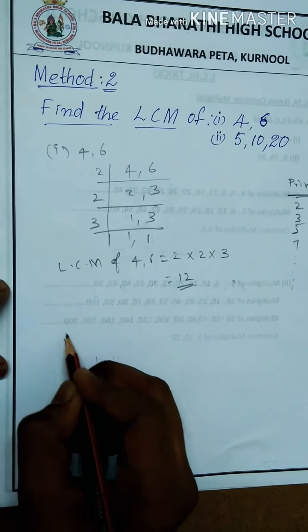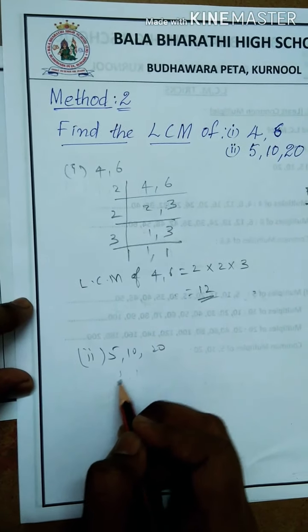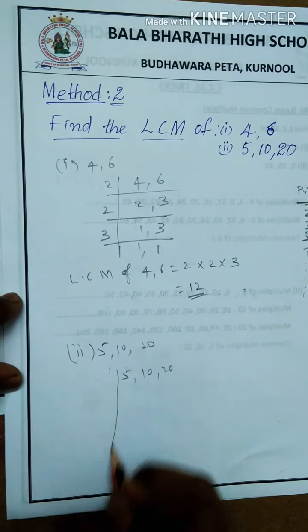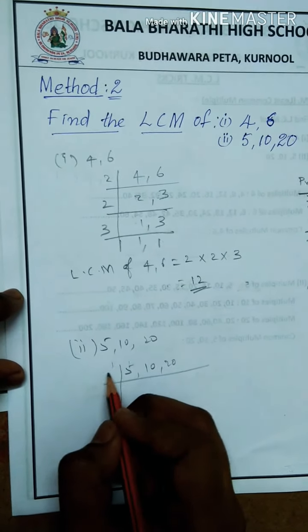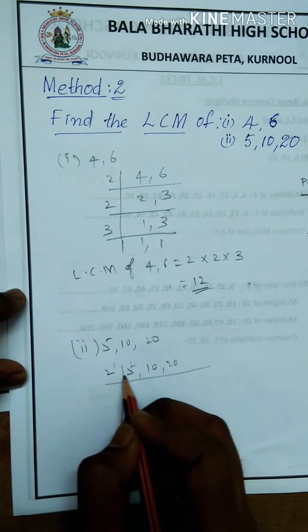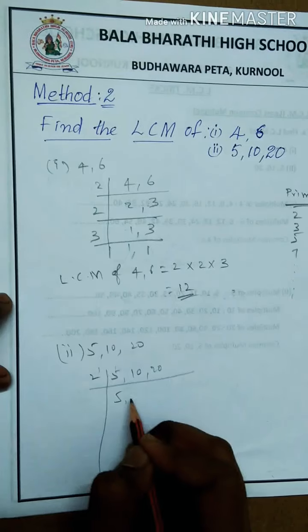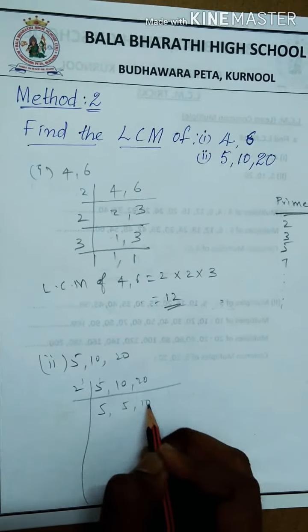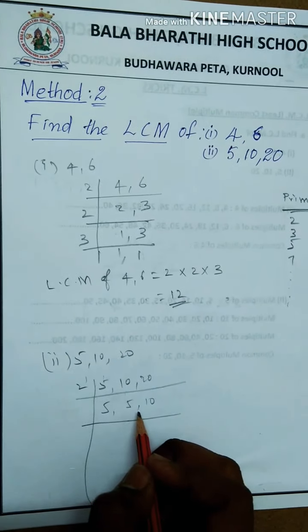Now let us look at the second example. 5, 10, 20. Again I will write it in this way, 5 comma 10 comma 20. Here I am taking 2 again. 5 cannot be divided by 2. That is why I will write 5 as it is. 2 5s are 10, 2 10s are 20. Here we got 5, 5, 10.